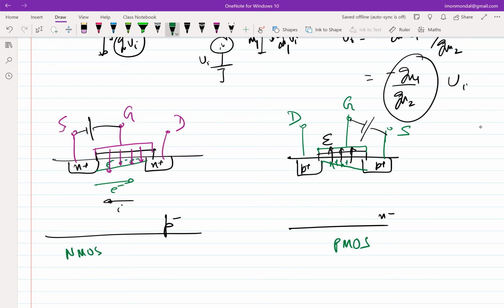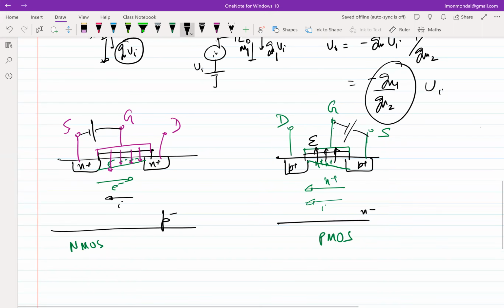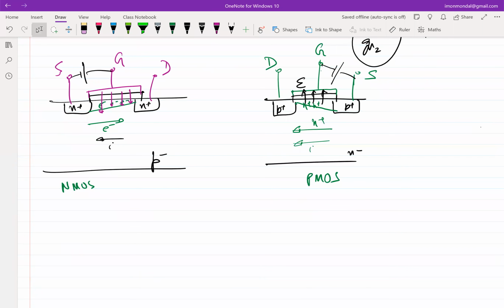But the critical thing is that the holes move from left to right, and the current is also from left to right, because holes don't have negative charge. So what implication does this have? The implication is the following.